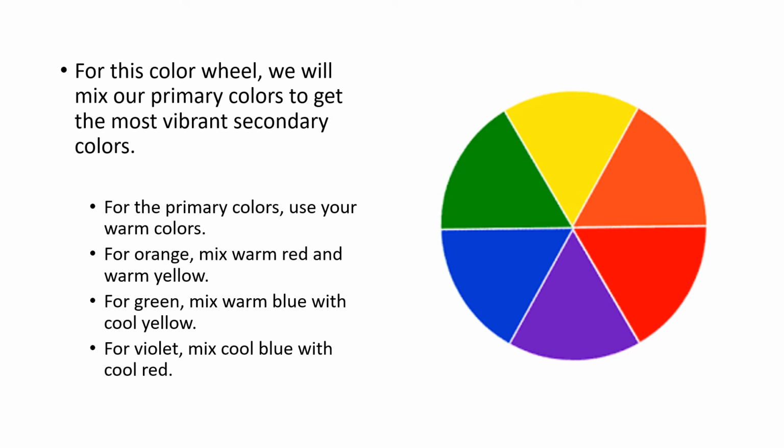For this color wheel, we will mix our primary colors to get the most vibrant secondary colors. For the primary colors, use your warm colors. For orange, mix warm red and warm yellow. For green, mix warm blue with cool yellow. And for violet, mix cool blue with cool red.